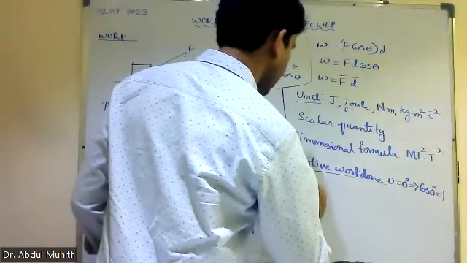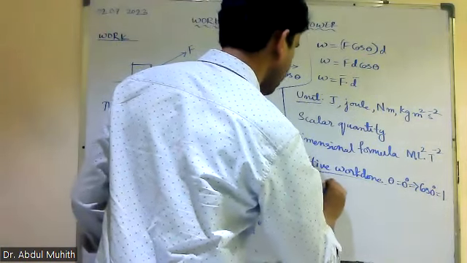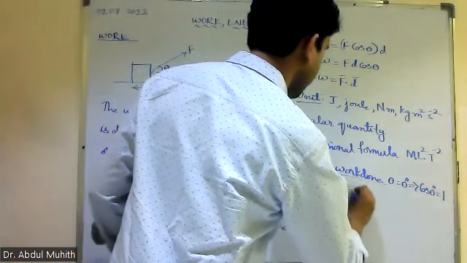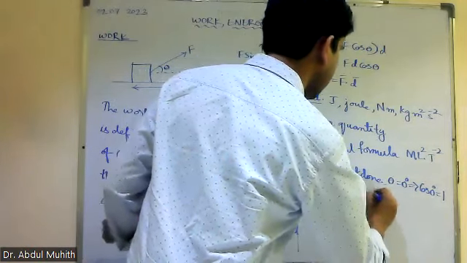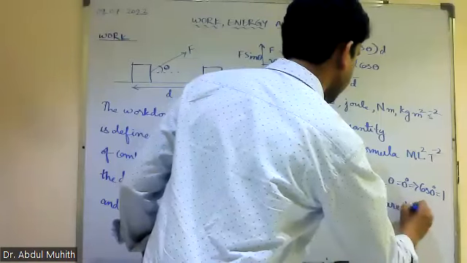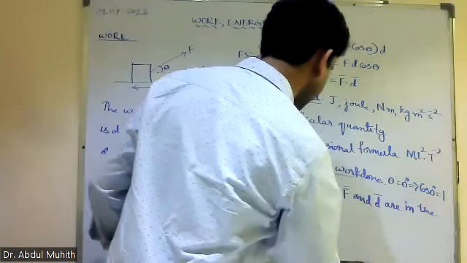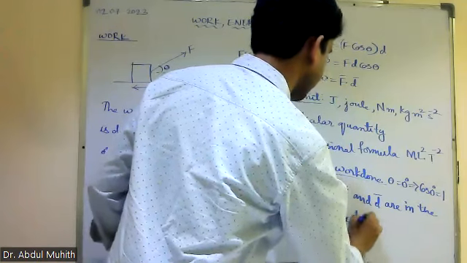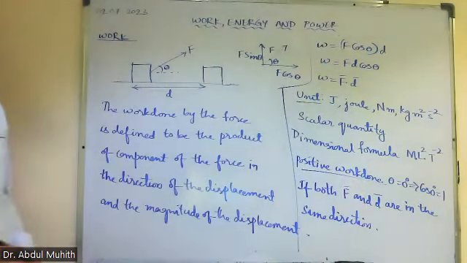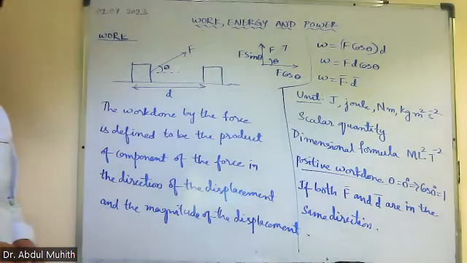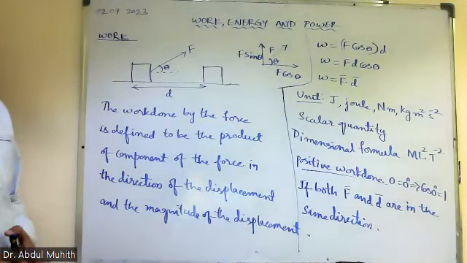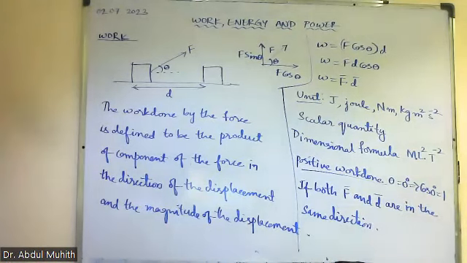If both the force and displacement, F and D, are in the same direction, then that is known as positive work done. Okay. If force and displacement are in the same direction, then it is positive work done. Please do write this one. Then we'll go ahead. If you have any doubt, please ask me.